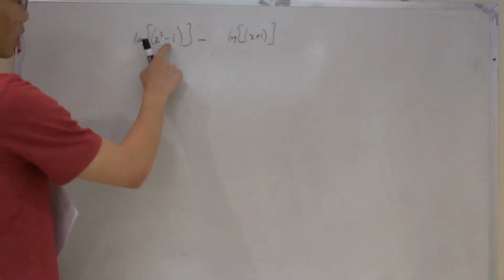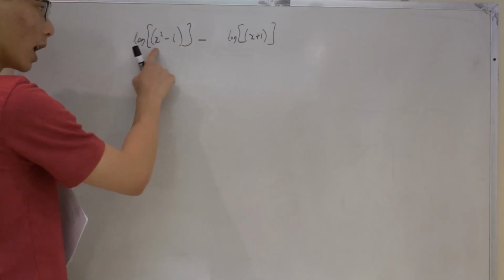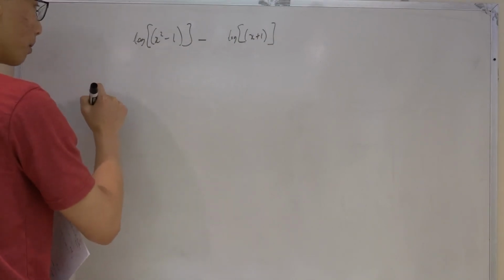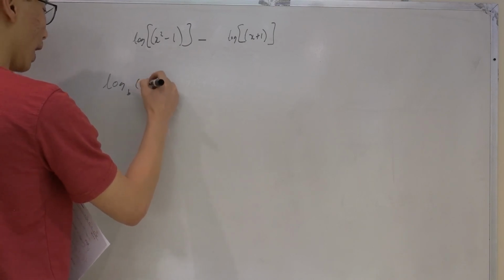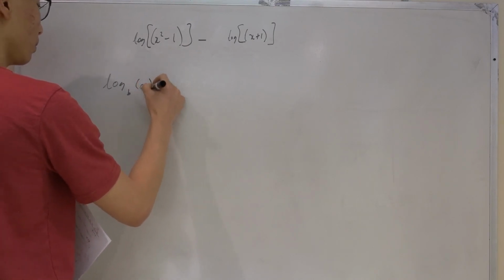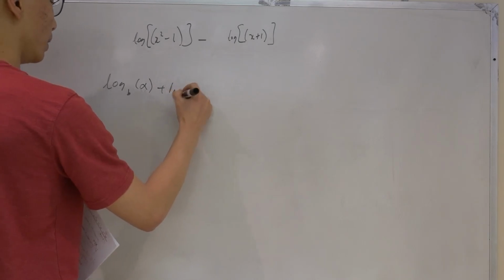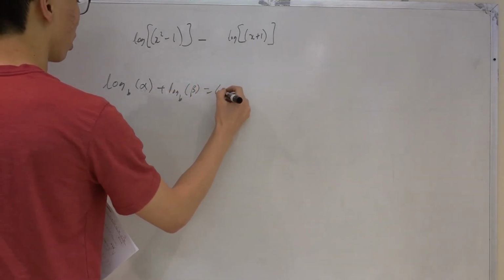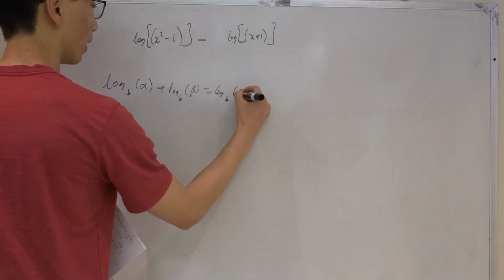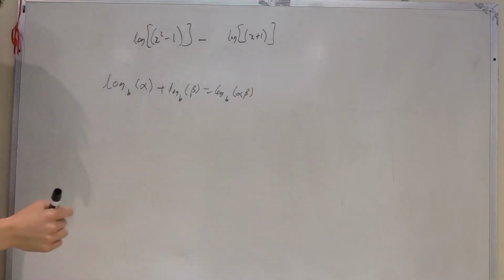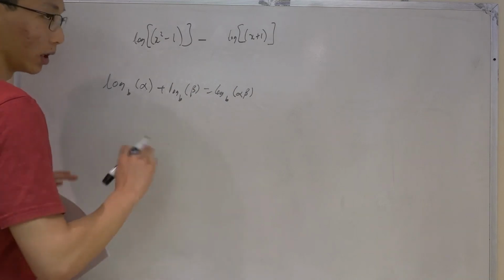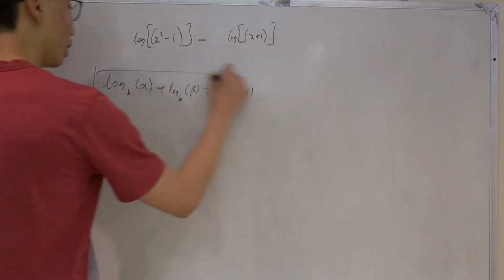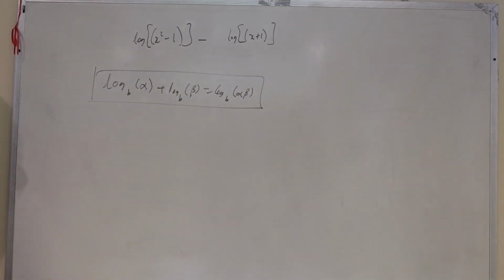Now remember, just because they're added inside the log doesn't mean that you can separate it out. Remember, the rule is log base b of alpha plus log base b of beta is equal to log base b of alpha beta. It's not the other way around. You can't have alpha plus beta in here or alpha minus beta in there. It doesn't work like that. This is the only rule that you're allowed to use when you're doing addition and multiplication things.